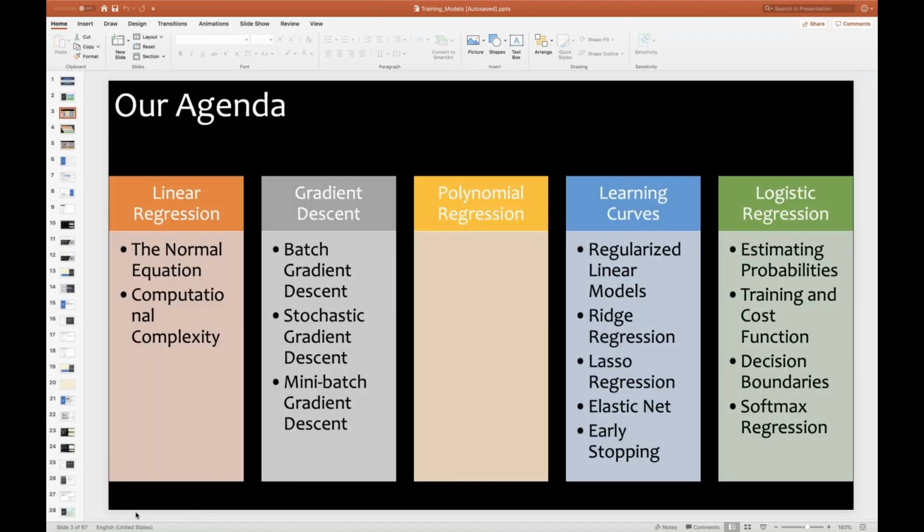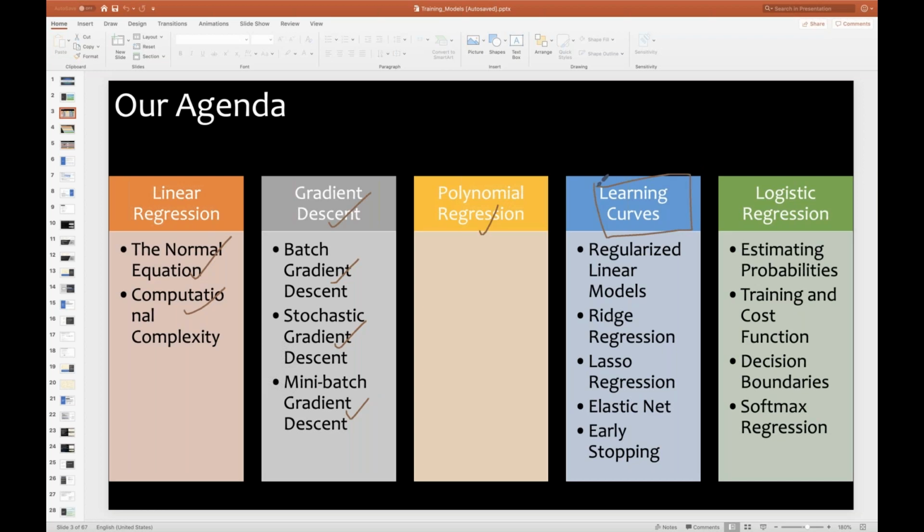This is the agenda. In this agenda we have successfully completed the normal equation and the computational complexity of the normal equation on linear regression. We spoke about gradient descent, batch gradient descent, stochastic gradient descent, and mini batch gradient descent. Today we are going to talk about polynomial regression, and we are covering a part of learning curves.